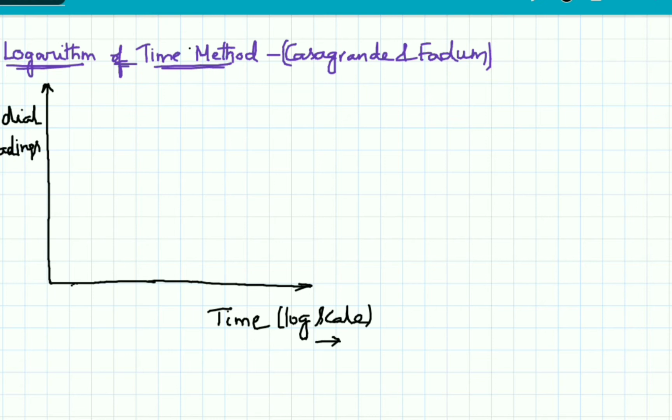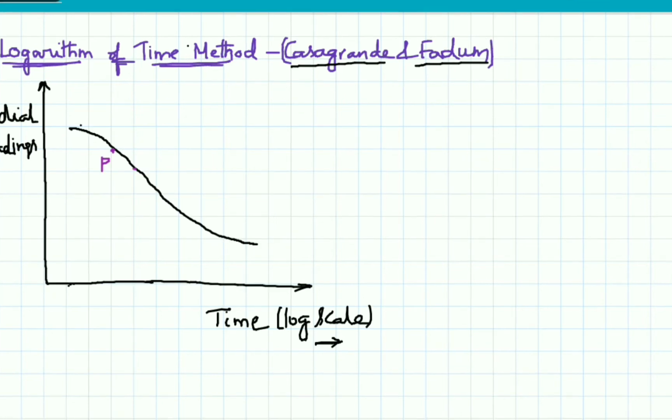So coming to first method, which is logarithm of time method. This method is proposed by Casagrande and Fadum. Here you take time on log scale and dial gauge readings as shown. After plotting dial readings against time on semi-log graph paper, consider 2 points P and Q, and corresponding time readings for P and Q are T1 and T2 respectively.